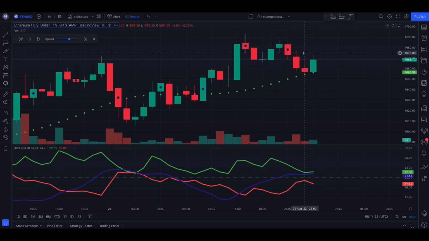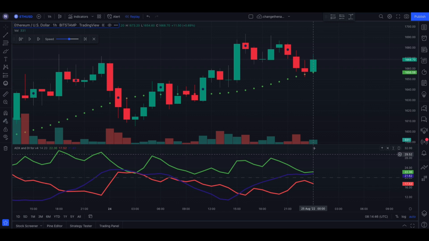Once the pullback has been created, we're going to be waiting for the price action to cross and close above the green dots. Once we have that, we're going to be looking at the ADX indicator for the trade confirmation. So the green line must be above the red line, the blue line must be above the 20 level, and it needs to have an upward slope. If the line is pointing downwards or it's flat, we simply just do not take that trade.